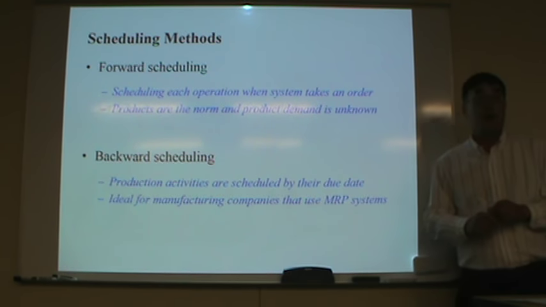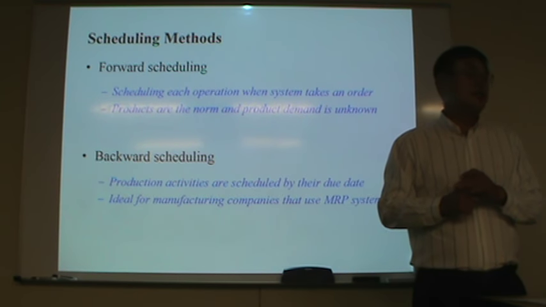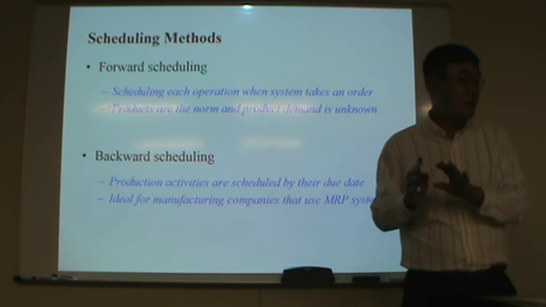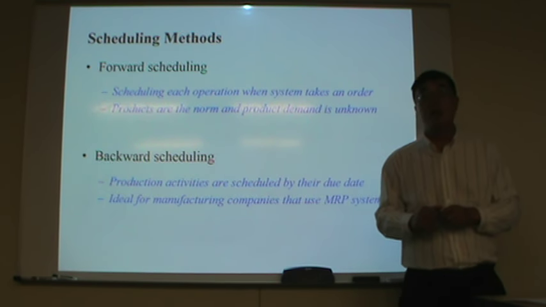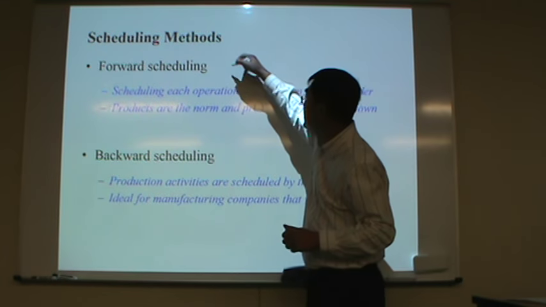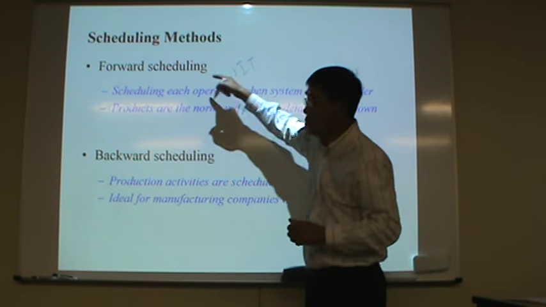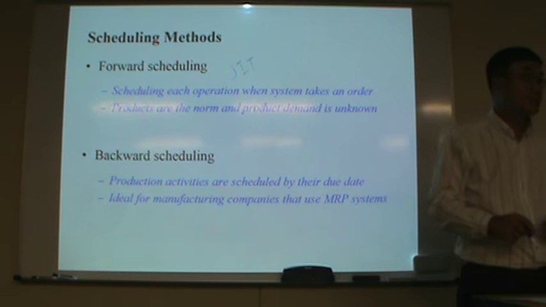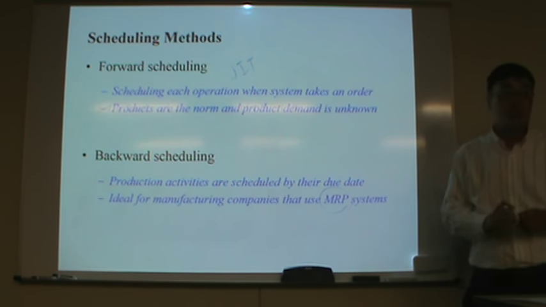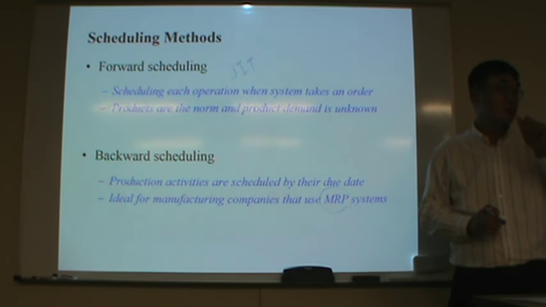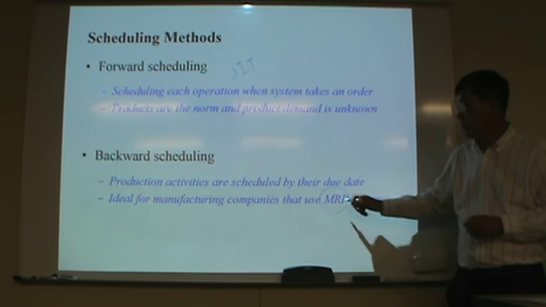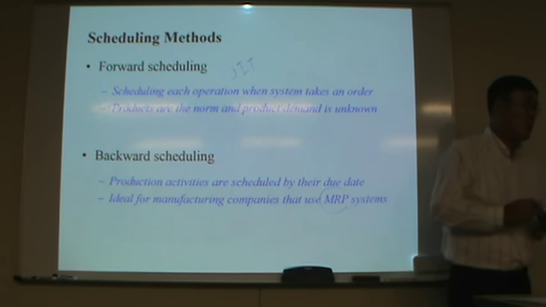The MRP system is the opposite of the JIT system. JIT is just in time. The JIT system is a make-to-order system, so it uses forward scheduling. The MRP system is a conventional, traditional, make-to-stock system, and in that case it uses backward scheduling.